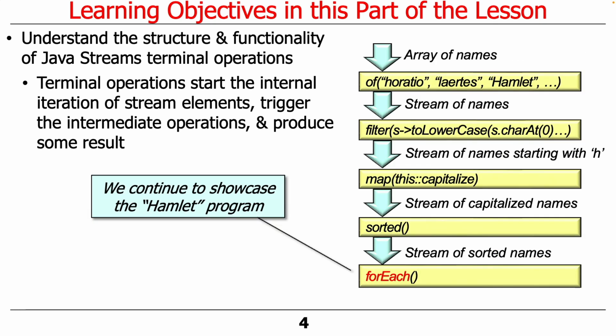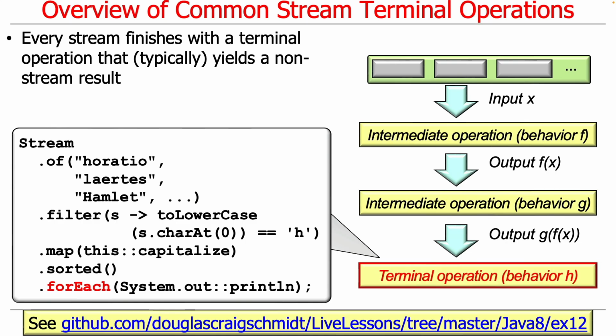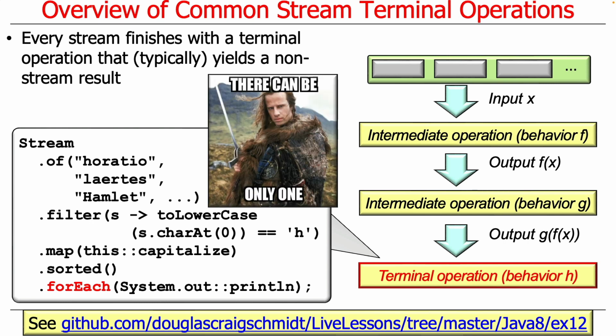We'll also continue to showcase our Hamlet program that we've looked at before, because this is a nice way to demonstrate some different ways of handling termination of a stream. So every stream, if you want it to run, has to finish with a terminal operation that typically, not always, but typically yields a non-stream result. We'll see there's one or two special cases where you can have terminal operations that return streams, but that's not the common case. There can only be one. We talked about before, you can only have one terminal operation per stream. Of course, you'll see how to chain these things together in a clever way, but that's still not quite the same thing as being able to have more than one terminal operation.